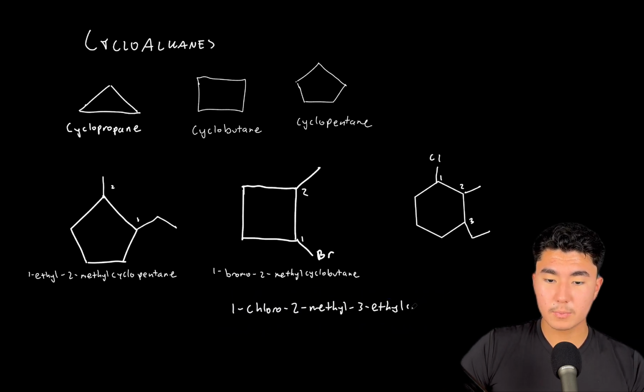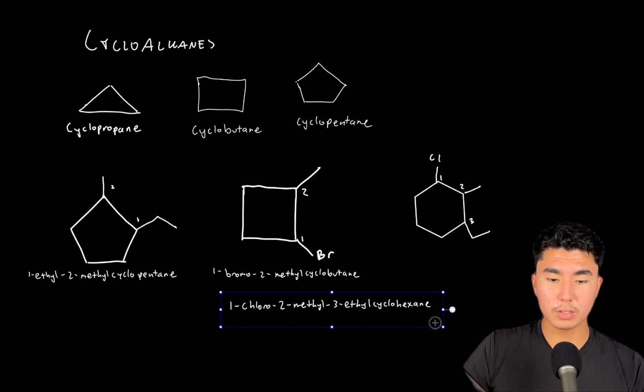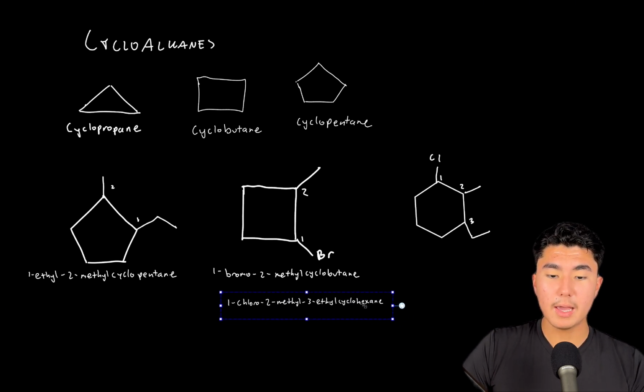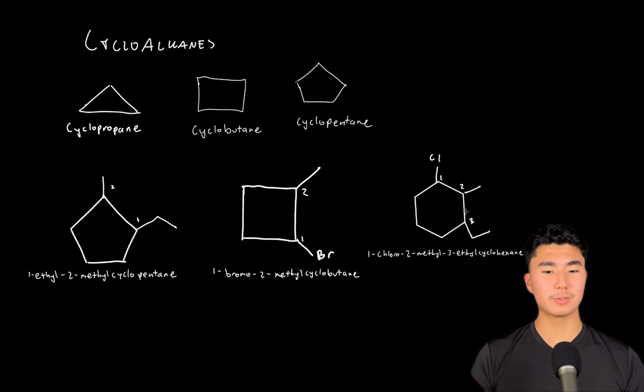Ethyl cyclohexane. So this is the correct naming for our second structure over here: 1-chloro, 2-methyl, 3-ethyl cyclohexane. Man, that is a mouthful to say.